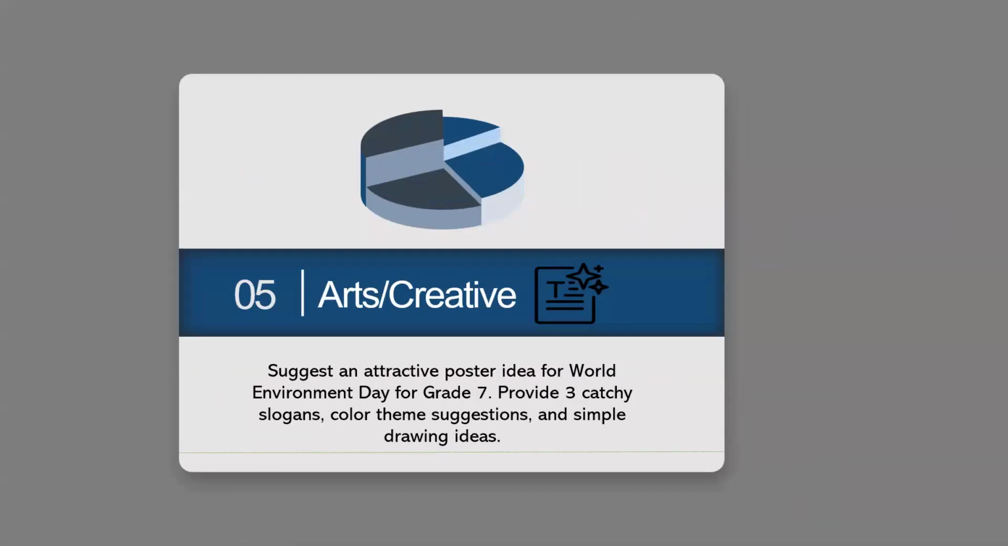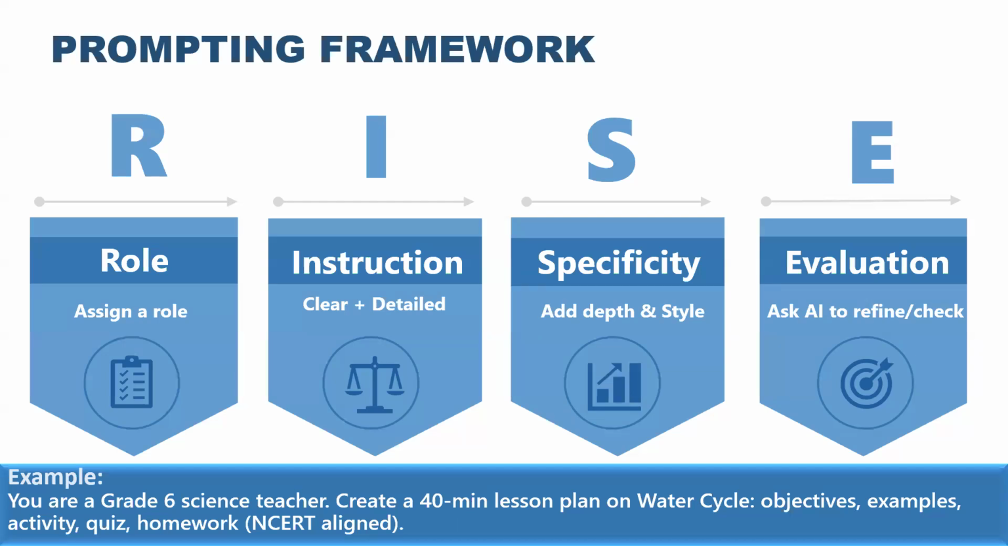Similarly, for the arts and creative, suggest an attractive poster idea for World Environment Day for grade 7, which gives 3 catchy slogans, color theme suggestions, and 3 drawing items. So these are some of the examples of prompts.